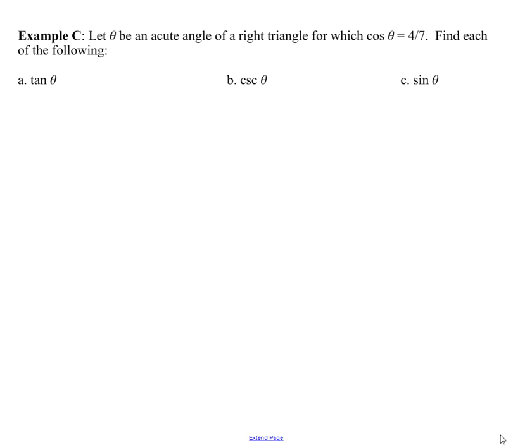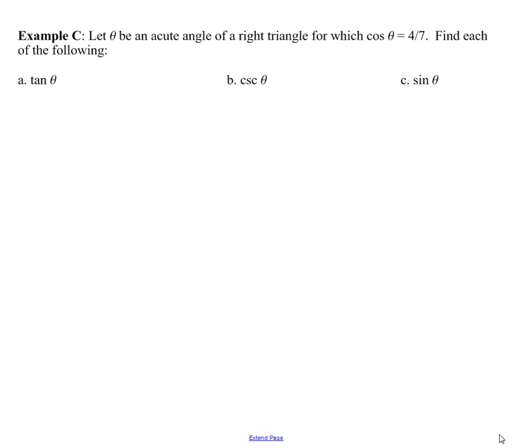So let's go through a little bit more of our discussion on how we can use right triangle trigonometry to help us solve certain kinds of problems. And here's a classic kind of problem that we deal with. Let's say we're told theta is an acute angle of a right triangle for which cosine of theta is equal to 4/7, and we're asked to find each of the following: the tangent of theta, the cosecant of theta, and the sine of theta.